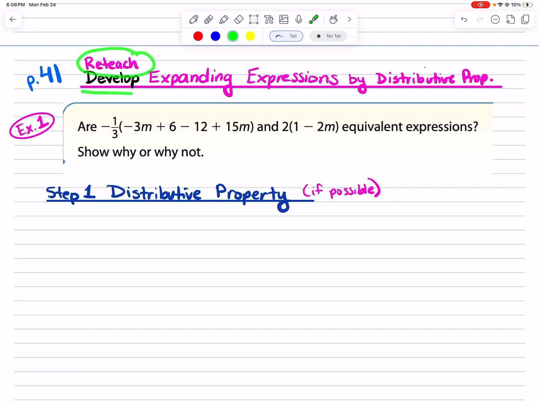We are reteaching, developing and expanding expressions by distributive property. So we are still using the commutative property, but maybe starting differently and doing the distributive property immediately. Do you have to do it first? Not always, but we're just going to do it first this time.